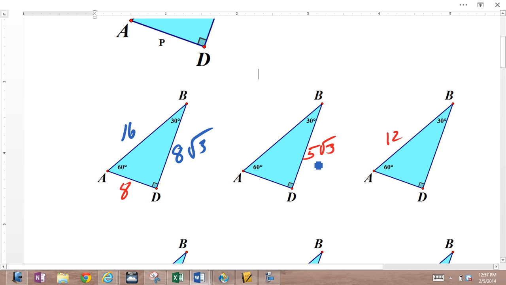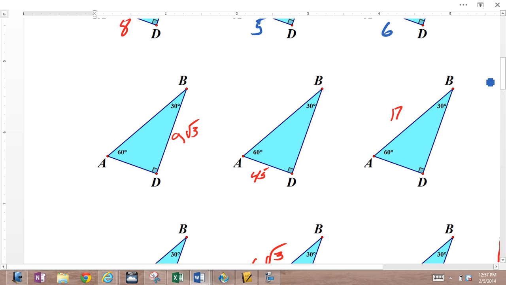Here is the long side given, 5 root 3. What we have to do is divide by the root of 3 to get the short side. That would be 5, and the hypotenuse would be double that, 10. Okay? Here we have the hypotenuse. If we cut the hypotenuse in half, we get the short side. If we take the short side and multiply it by root 3, we get the long side. There's our missing sides there.